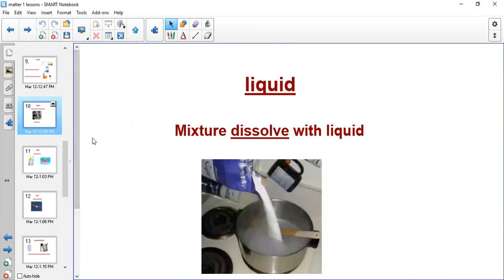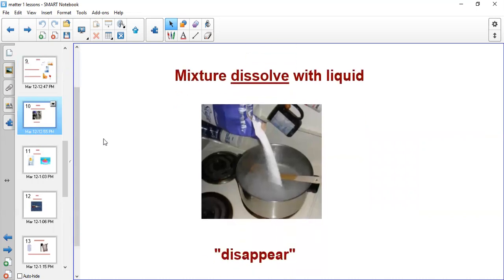The second point that we want to speak about is dissolve. If you mix water with salt or you mix water with sugar, the salt and sugar will be mixed with the water and they dissolve, they disappear in water. So dissolve means disappear. I want you to try this at home with your mom. Try to mix sugar or salt with water and you will find that they disappear or they dissolve in the liquid. So dissolve, disappear.